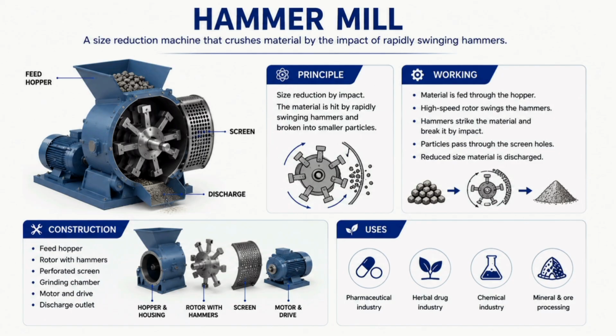Disadvantages means not suitable for sticky materials, produces some noise and dust. Okay, so what are the real life examples of this type of mill? Grinding spices into powders. And a pharmacy example is grinding crude drugs for herbal formulations. Okay, so this is about the hammer mill.